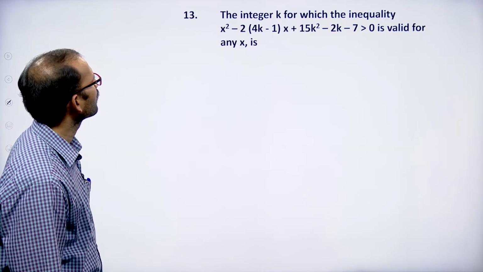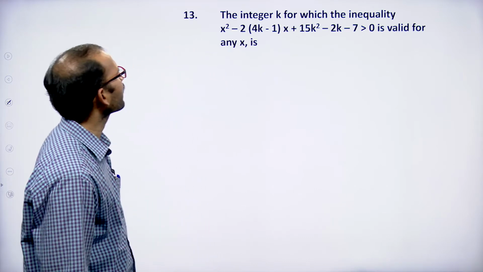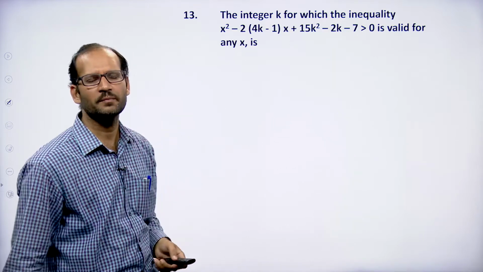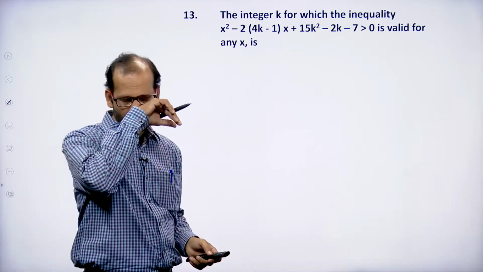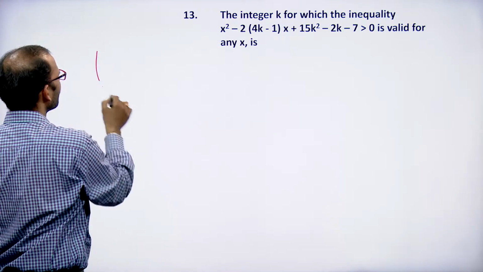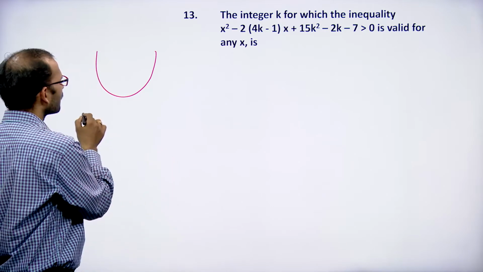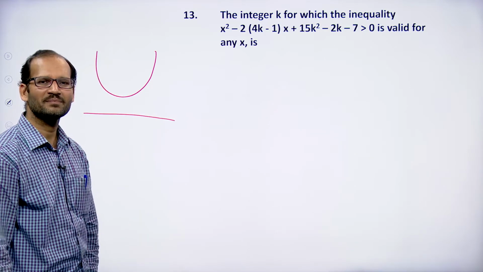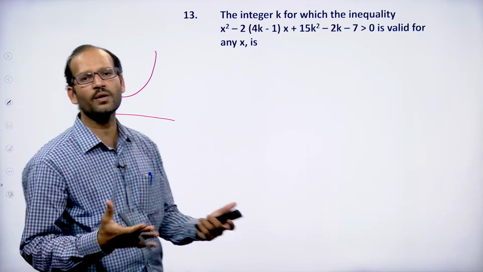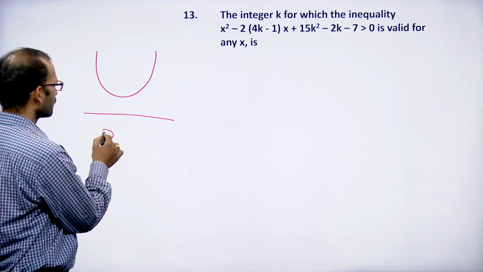Very simple one. Find the integer k for which the inequality greater than 0 is valid for any x. So greater than 0 is saying for any value of x. Whenever the expression is greater than 0, the coefficient of x square is positive, right? The graph is always greater than 0, so it will not touch the x-axis. Whenever it is not touching the x-axis, there is no real root, which means the discriminant has to be less than 0.